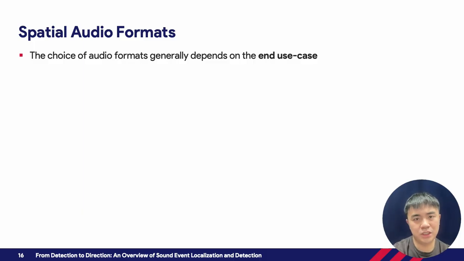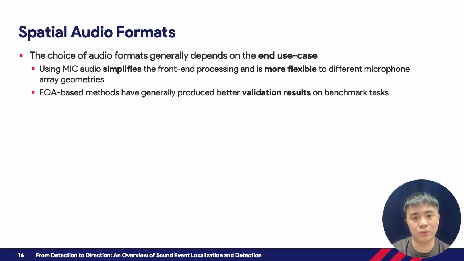So ultimately, the choice between MIC and FOA comes down to a trade-off between practicality and performance. The MIC format is often flexible to a wider range of microphone geometries and is therefore more practical for real-world hardware setups. However, as we'll see later, FOA-based methods have consistently produced better results in benchmark challenges, likely because the 4-channel FOA format explicitly encodes the spatial information into its channels, giving the models a significant head start.